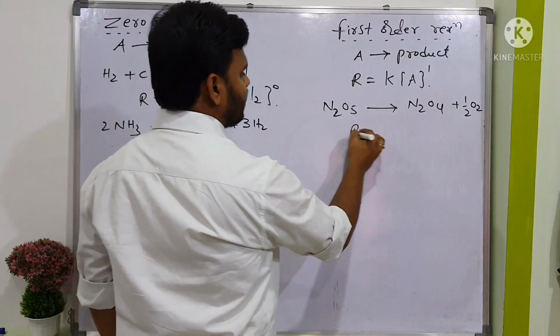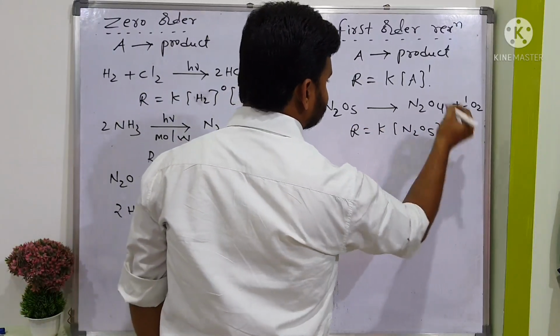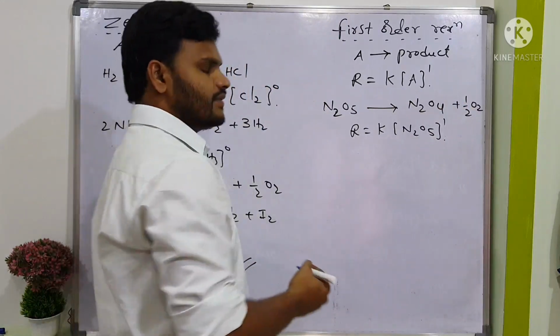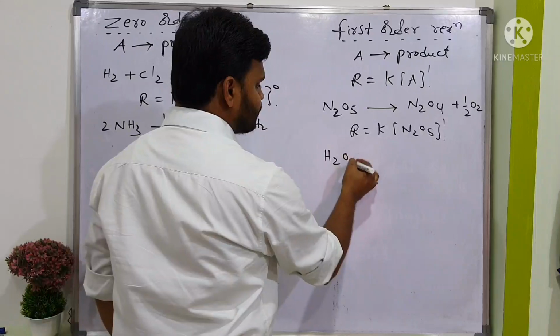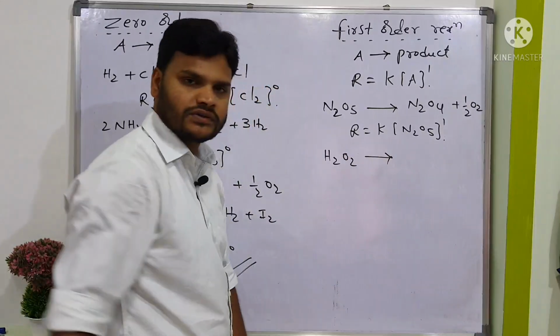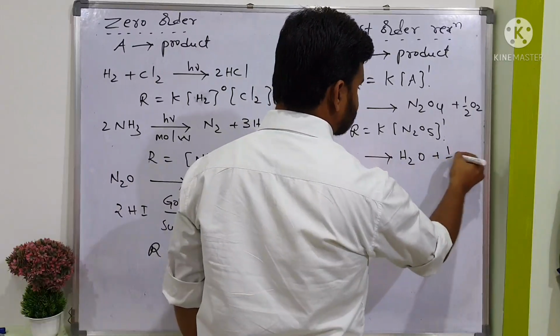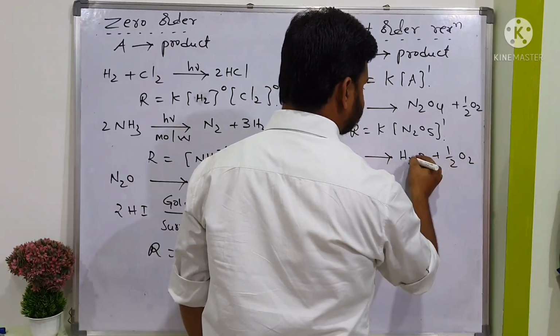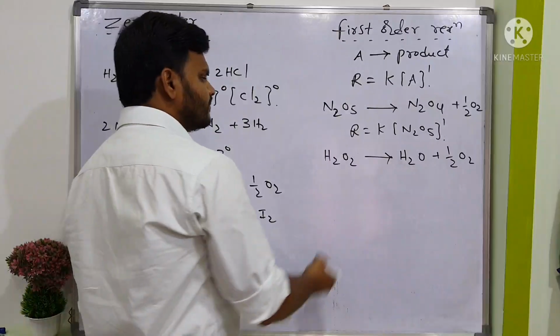So here rate equal to K[N2O5]. Next, one more suitable example, very, very important example, H2O2. H2O2 is nothing but hydrogen peroxide. So H2O2 converts like this: H2O plus O2. Is it clear, dear students? Yeah.